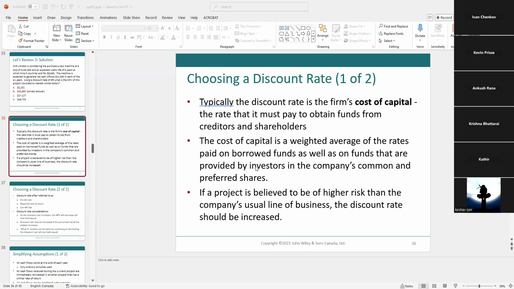So typically the discount rate is the firm's cost of capital. The interest that we're using to discount our project, you can see, is the cost of the capital. The cost of the capital is the weighted average of the rate paid for the borrowed funds and the funds which are invested in the company. Now, this sentence makes sense, right?